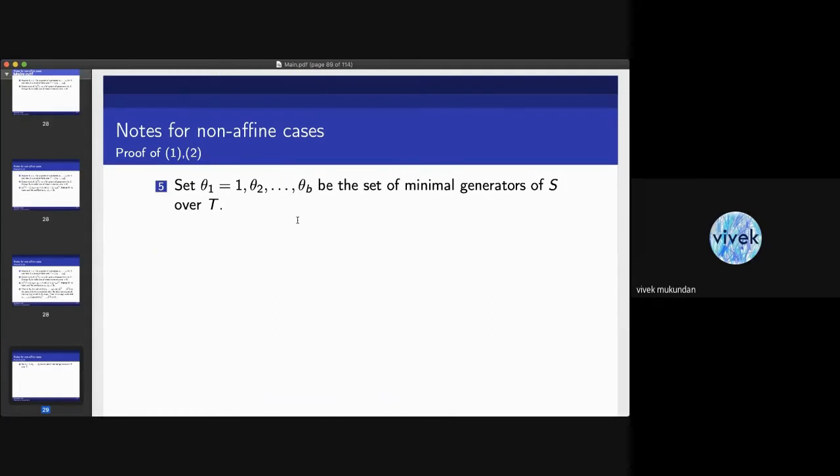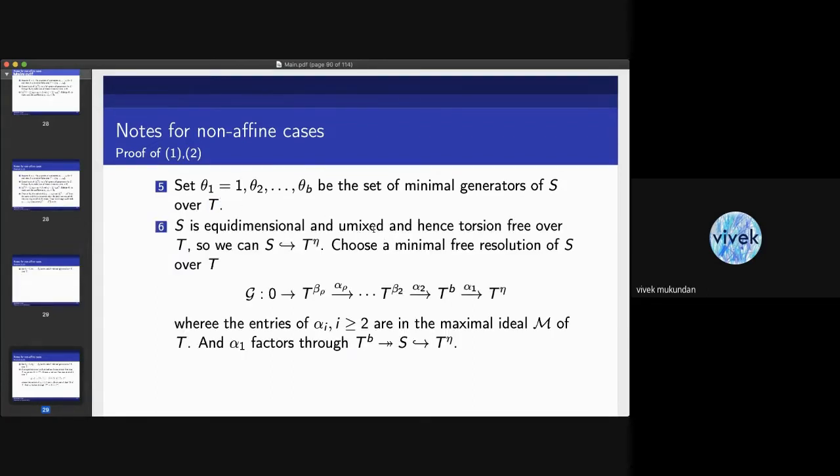Okay, so first write S as a finite module over T, where theta1 is 1 and theta2 through theta E are the extra minimal set of generators you need to write S as a finite module over T. Then since S is equidimensional and unmixed, it's torsion free. So you can take a copy of S inside a free module over T. Now choose a minimal free resolution of S over T, which you can write like this, where the cokernel of alpha 2 is basically your S.